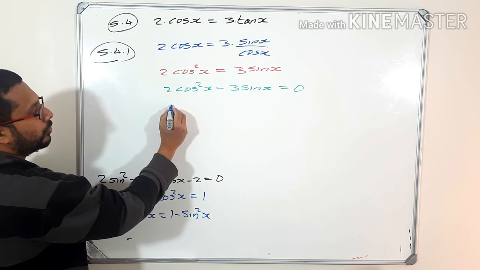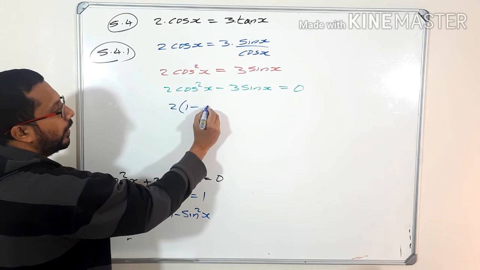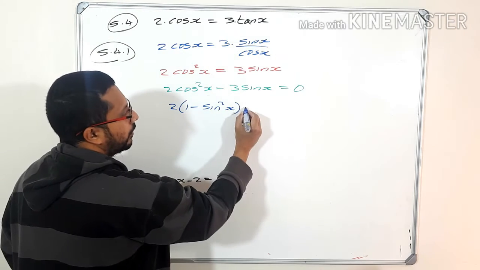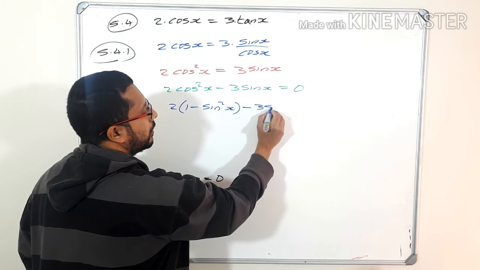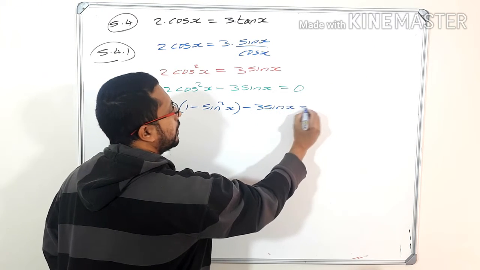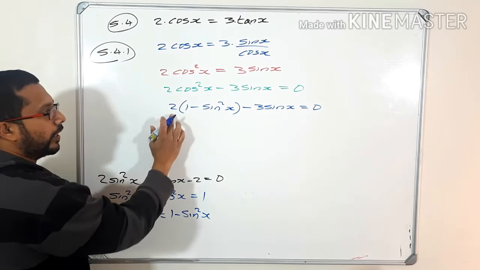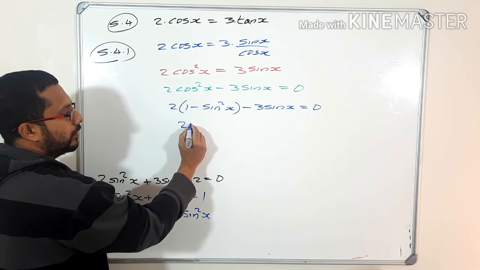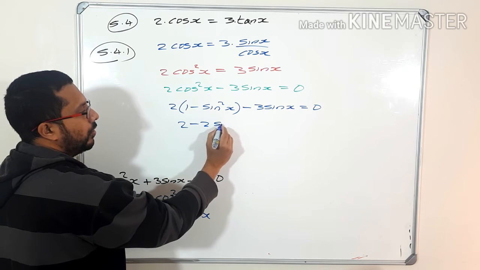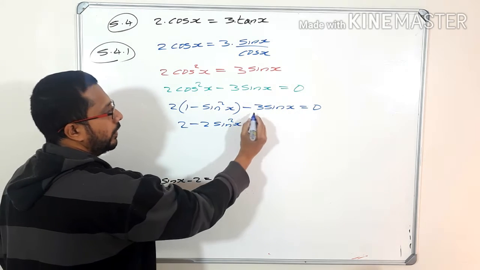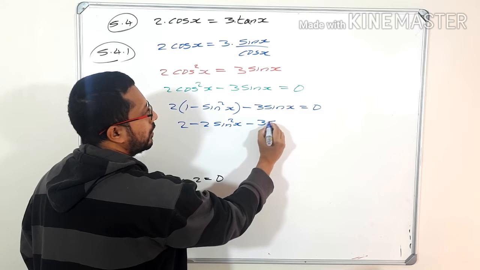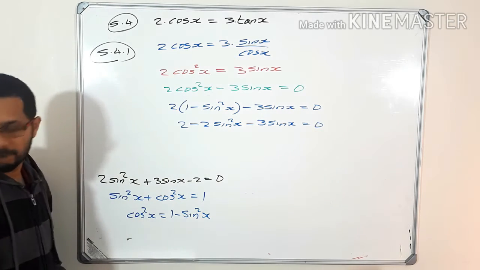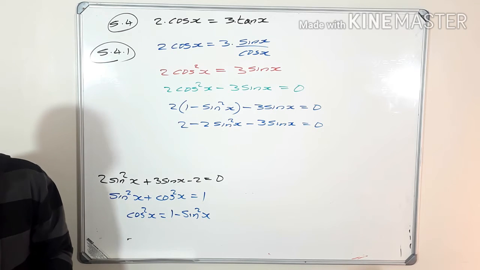Okay, so 2 into 1 minus sin squared x, then the remaining minus 3 sin x is equal to 0. Now expand the bracket. 2 into 1 is 2, 2 into minus is minus 2 sin squared x, then minus 3 sin x is equal to 0. Okay, so now look at the next step here.